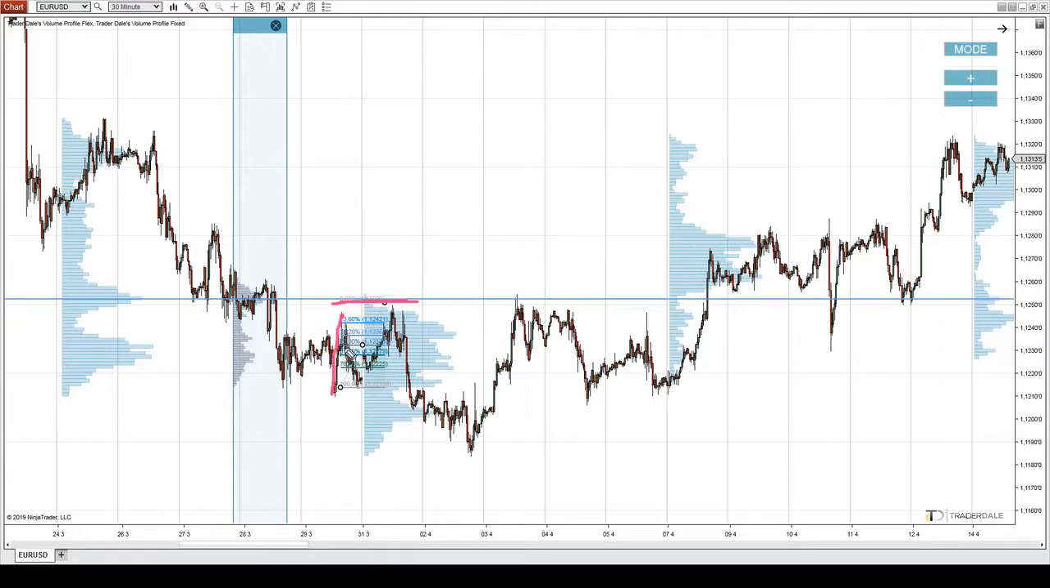A, B, C, D. So we have the volume accumulation setup, we have the weekly volumes, and we have the ABCD setup, all confirming this strong resistance zone.